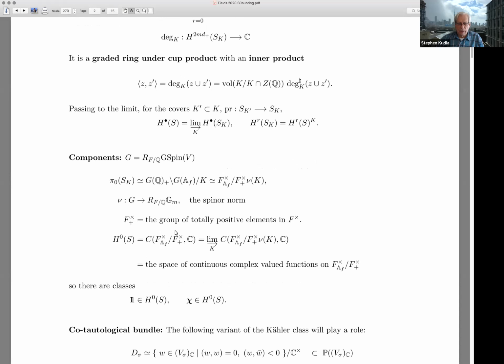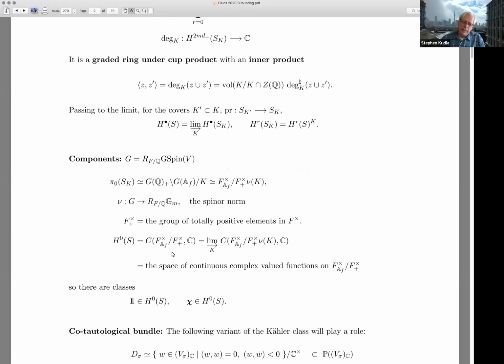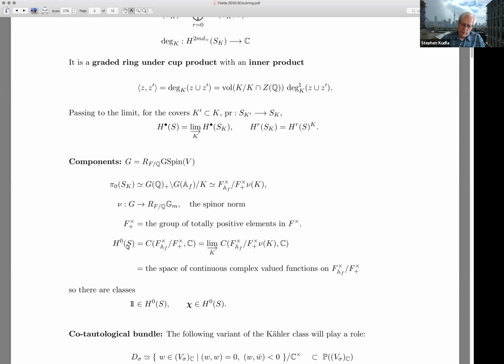is just the smooth complex valued functions, I'm taking always complex coefficients. Again, you probably want to put in Tate twists and rational things, et cetera, but I'm just doing very crude things here. In any case, the H upper zero is just the smooth functions on this quotient space.